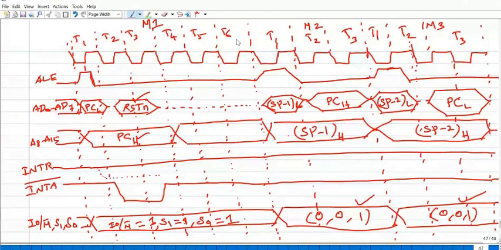Okay, 4 T states are not sufficient. The processor internally takes a minimum of 6 T states. You got my point? Yes, sir.